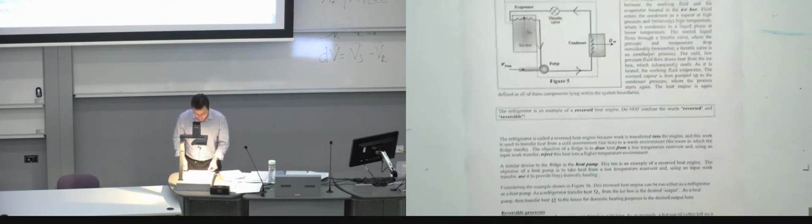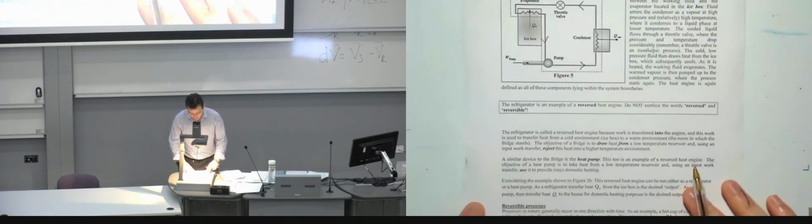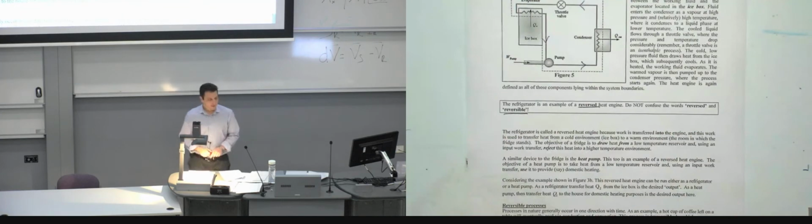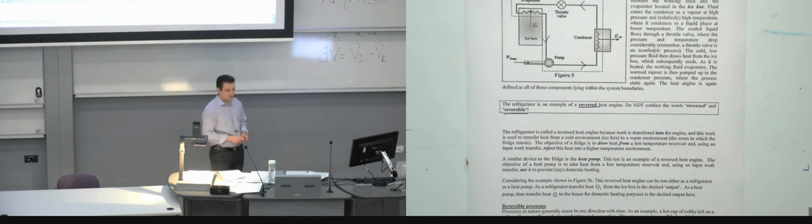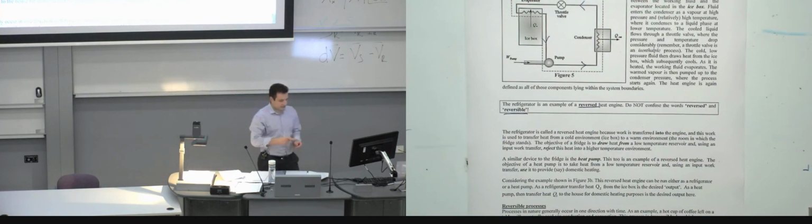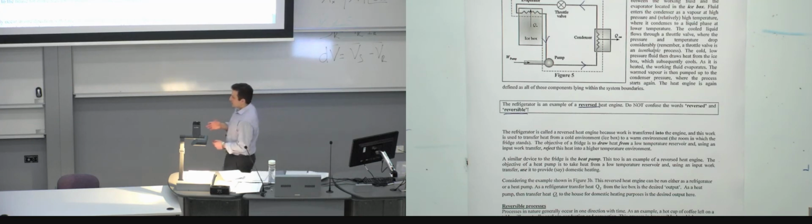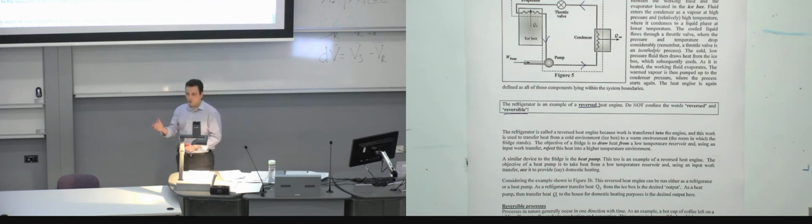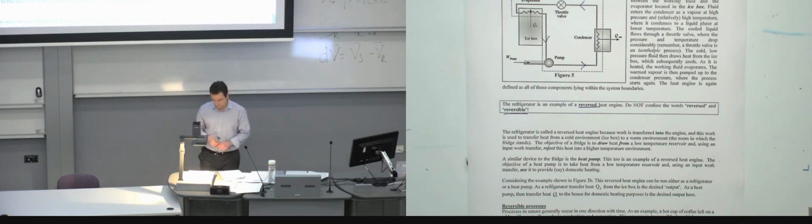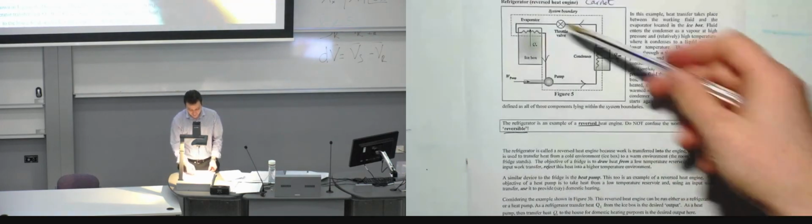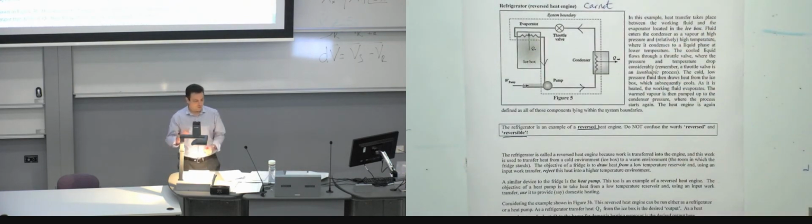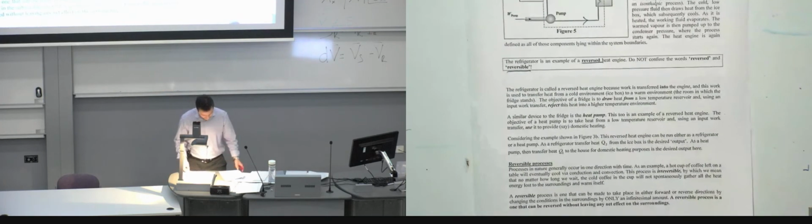Something that I've put in this diagram here, which is quite important, is not to confuse the word reversed with reversible. They mean different things. Reversed means that the direct heat engine is reversed. Reversible is talking about conservation of entropy and not change in entropy, because reversible means delta S is equal to zero. But reversed is referring to the cycle which is opposite to the Rankine cycle.